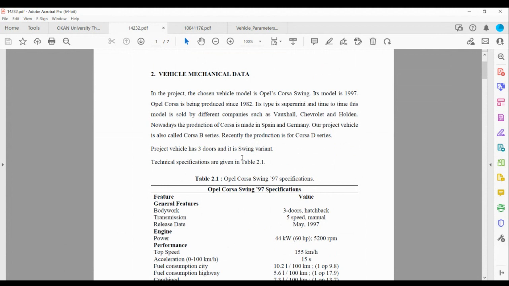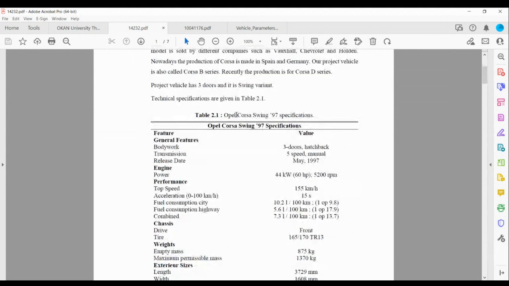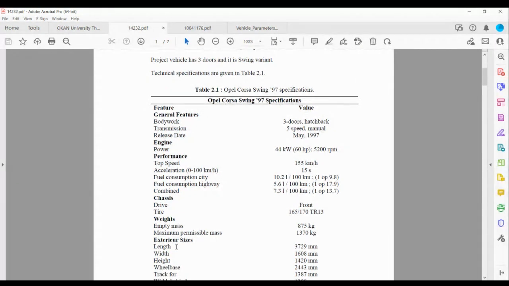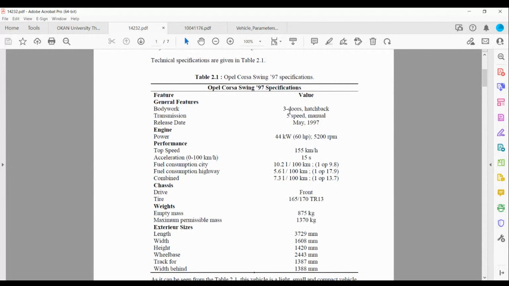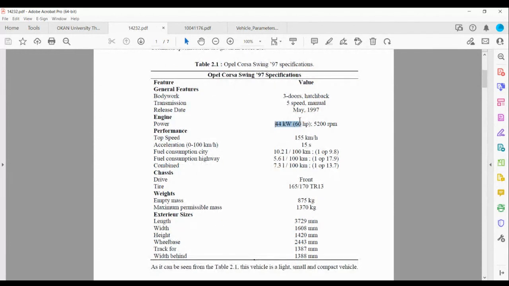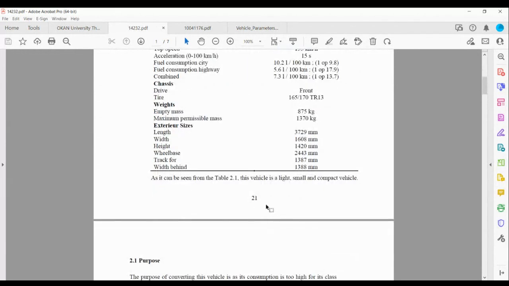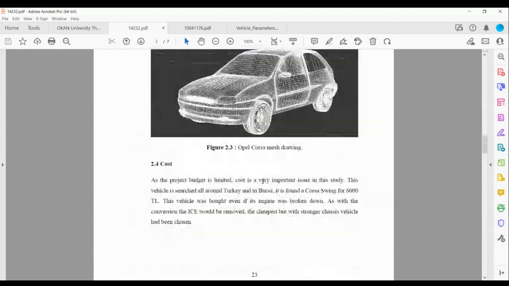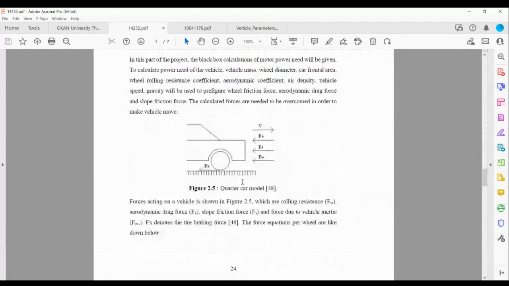For example, one student from last year selected Opel Corsa. Okay, Opel Corsa parameter. You can see top speed, acceleration, also weight, transmission, power needs, etc. It's a very good hint for you. Also, the car drawing is not important for you.